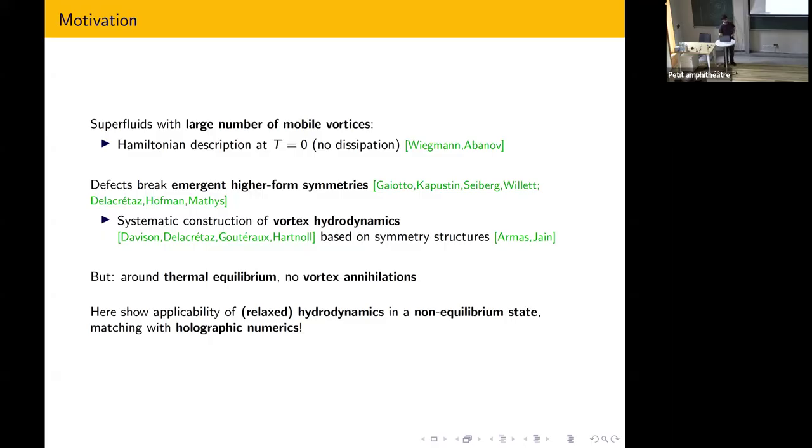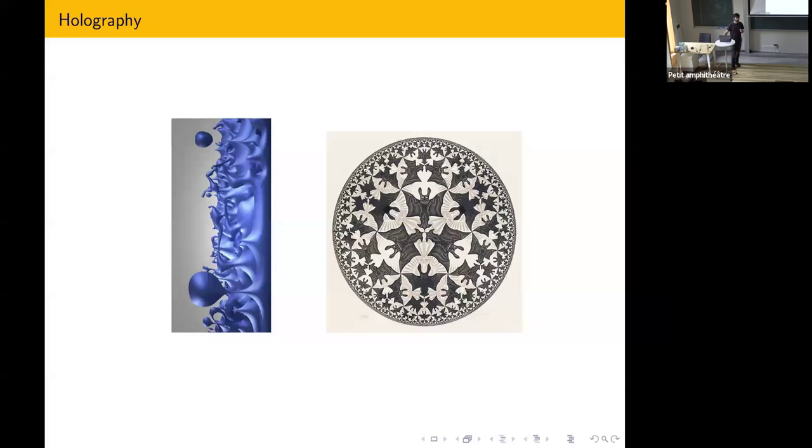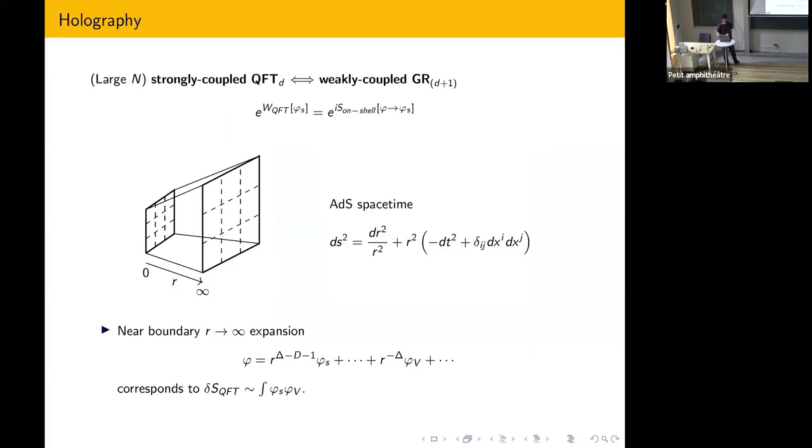Okay, this is a very short motivation, but since holography is not in the title of this program, let me just spend a few minutes introducing the basic ideas. So holography is basically a duality between strongly coupled QFTs and weakly coupled gravitational theories in one dimension higher. It can be formulated mathematically as an equality of partition functions subject to certain boundary conditions at infinity. In particular, we can take, for example, empty AdS spacetime.